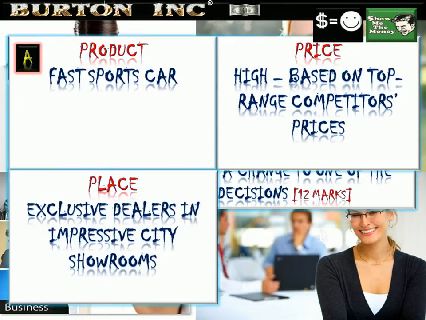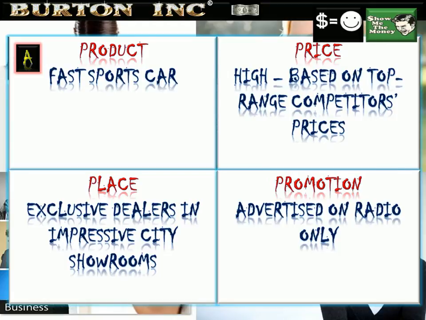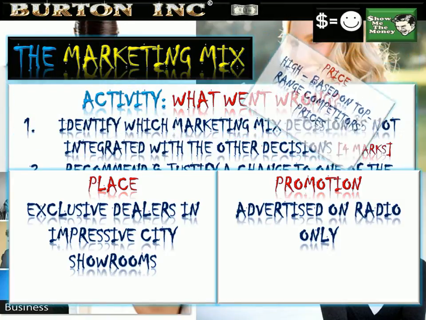Product A, sports car, high price, the place is an exclusive dealership, an impressive city showroom, and the promotion advertised on radio only. Why only on radio? Doesn't quite fit, does it?